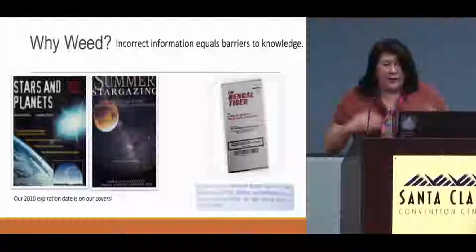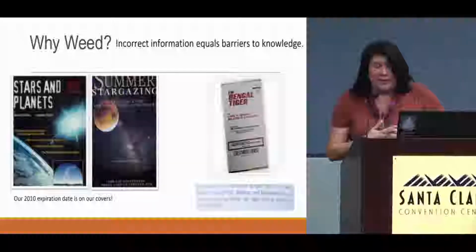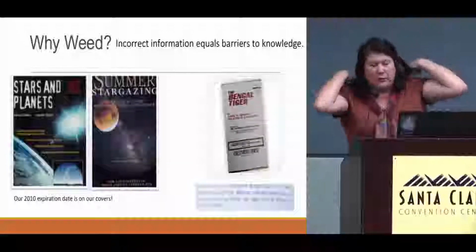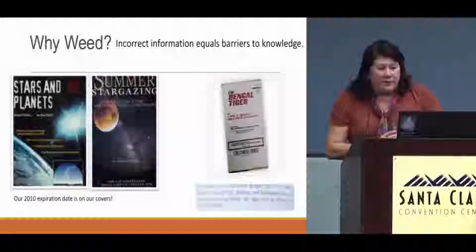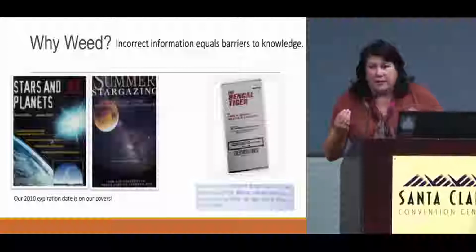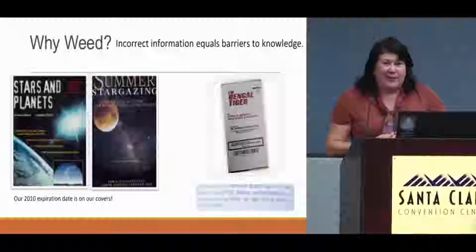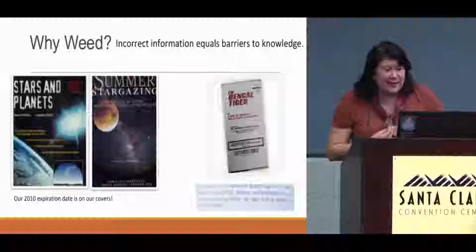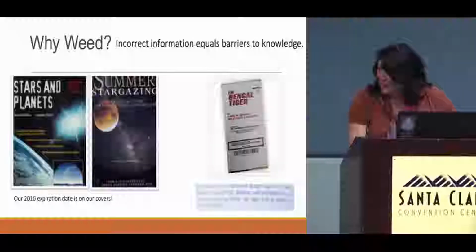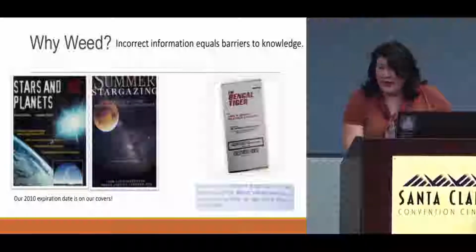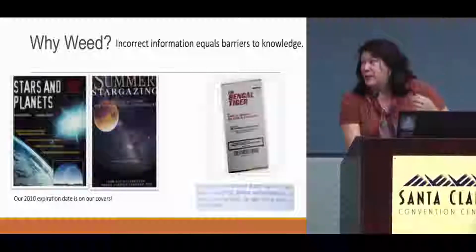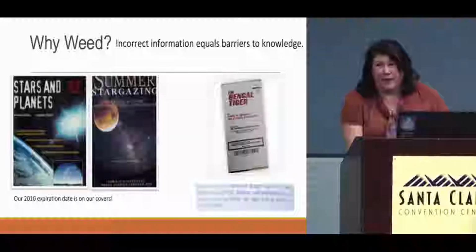Why do we weed? Well, incorrect information equals barriers to knowledge. You can see on the left-hand side, I have covers of 2 astronomy books. On both of the books, and you can't quite see it, it mentions the year 2010. So again, last year when I encountered these, I thought, here we go again, folks. The 2010 expiration date was on the cover. That's an easy way for you to know it's time to let these books go.